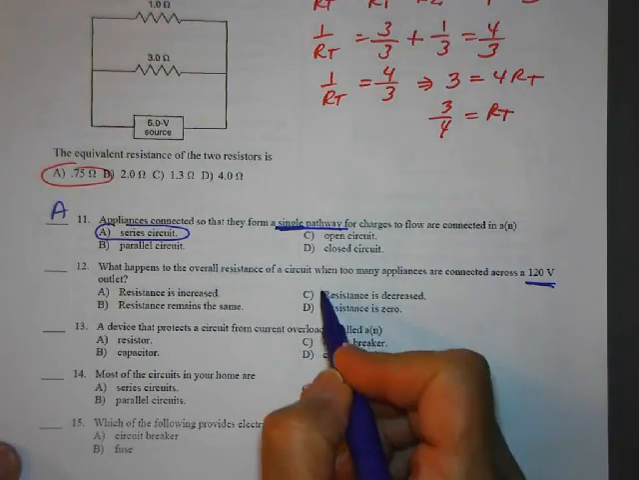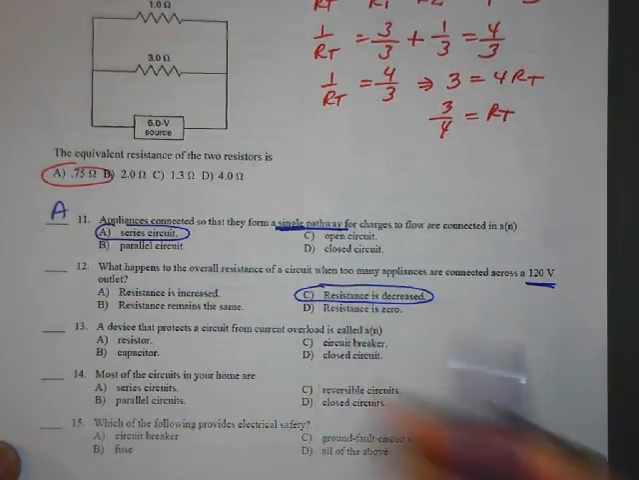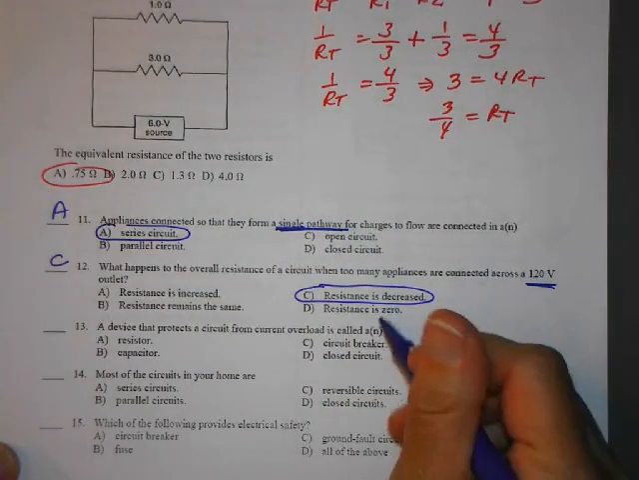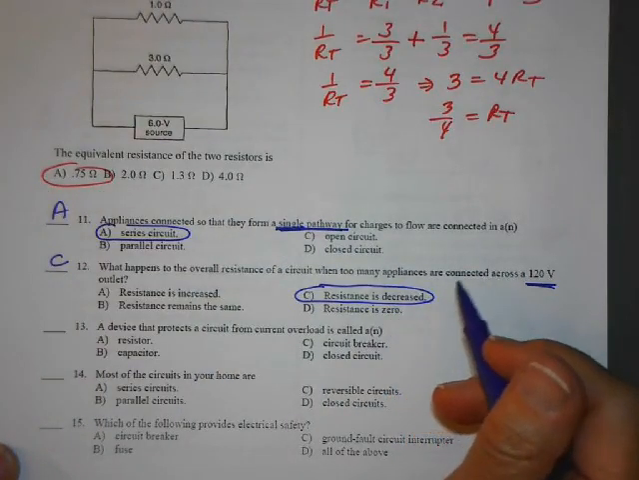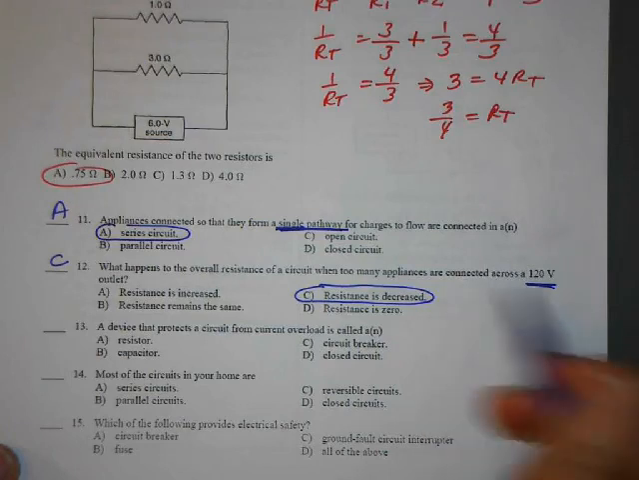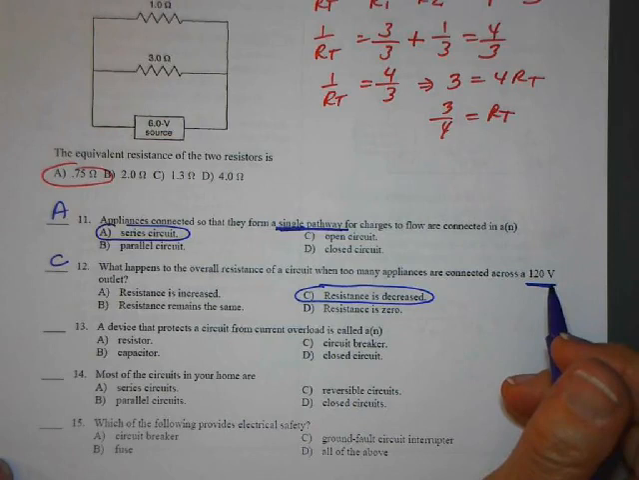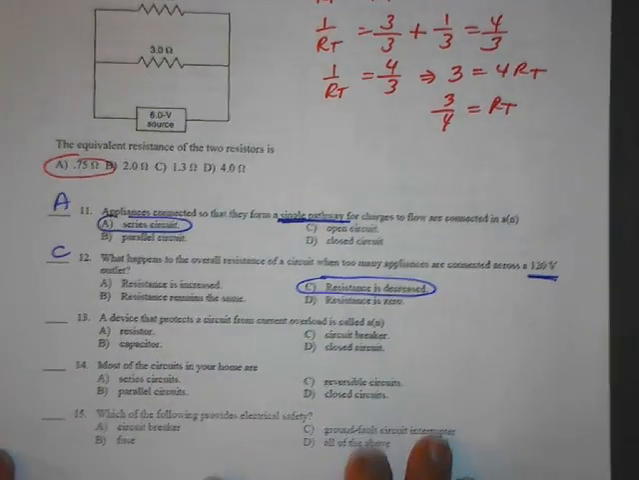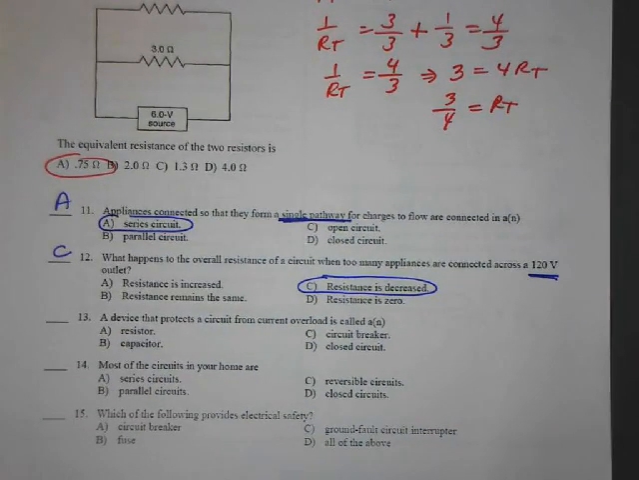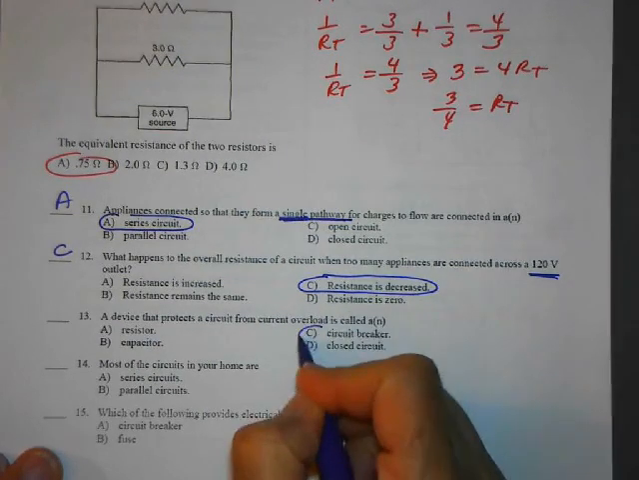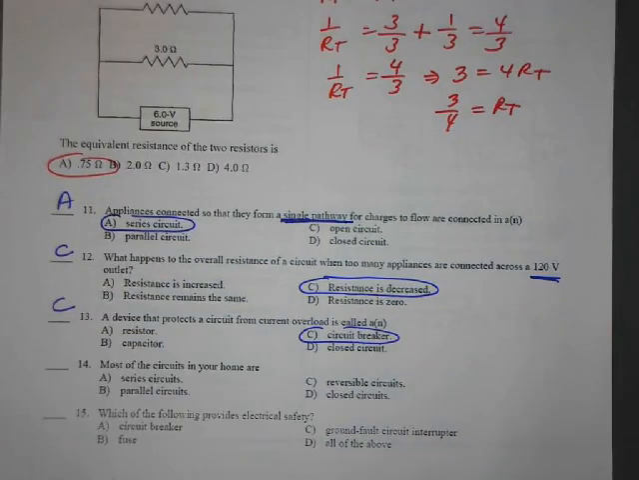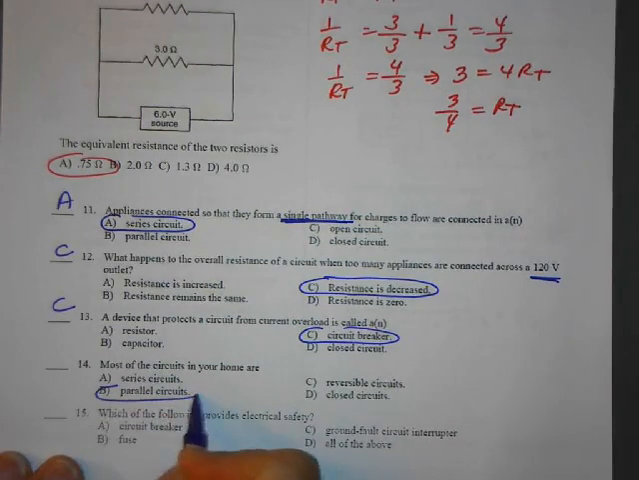So what's going to happen is the resistance is going to be decreased. Because remember, what we're doing is, as we add more and more appliances, that's like adding more R's. Okay. Number 13, a device that protects a circuit from current overload is called a circuit breaker. Number 14, most of the circuits in your home are parallel.